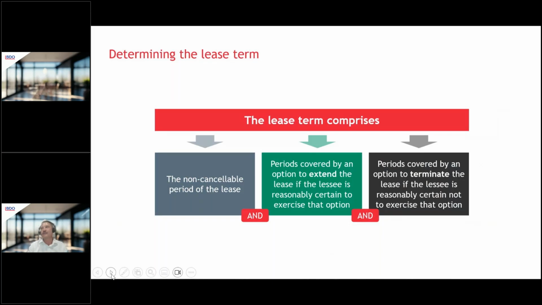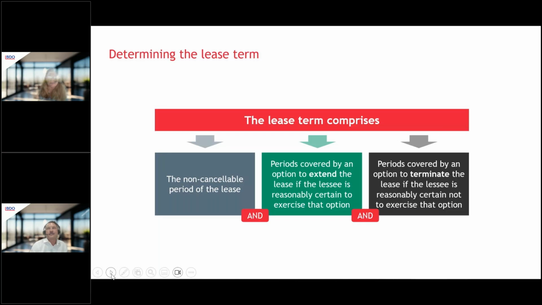And it also includes periods covered by an option to terminate if the lessee is reasonably certain not to exercise that option. It's a bit of a double negative there, but basically it's trying to take into account the lease period if you've got a termination right, but you're not reasonably certain to exercise it. Once again, trying to get to the substance over form of what exactly is the likely period under this agreement that I'm likely to have occupation of this asset, and then replicate that in the agreement.